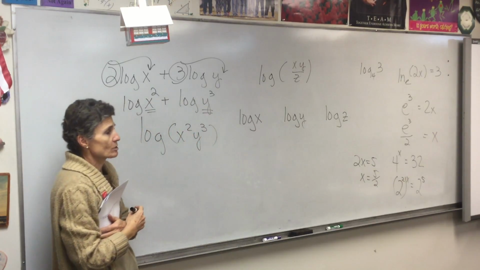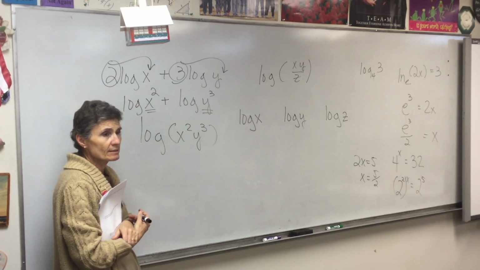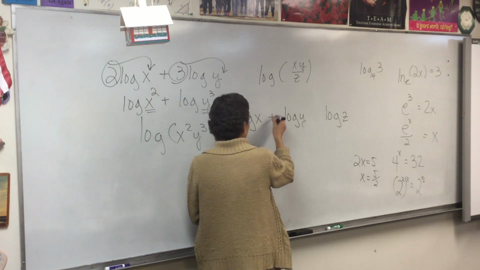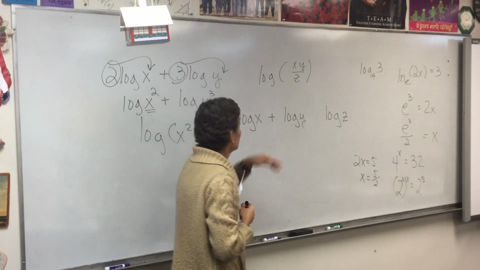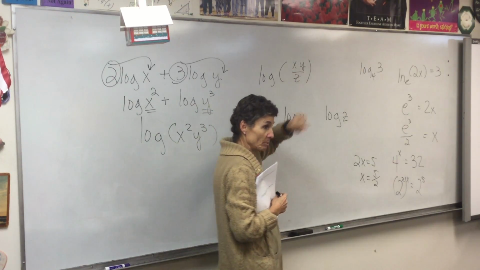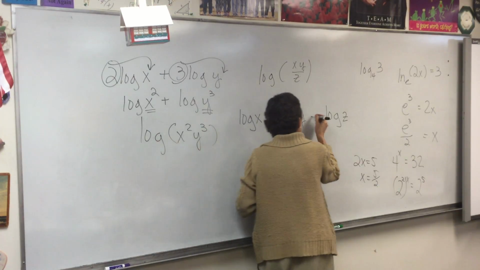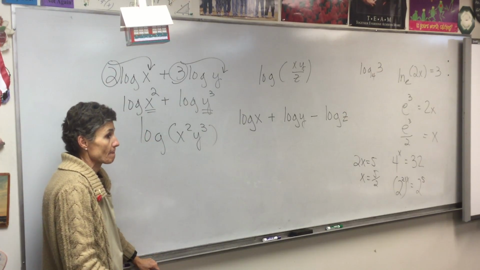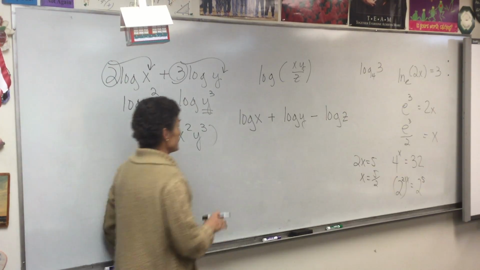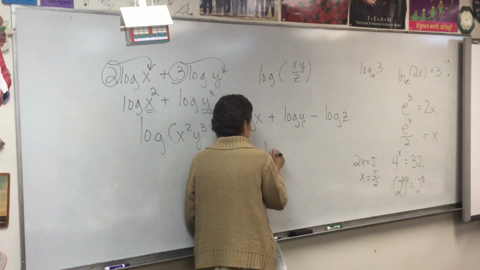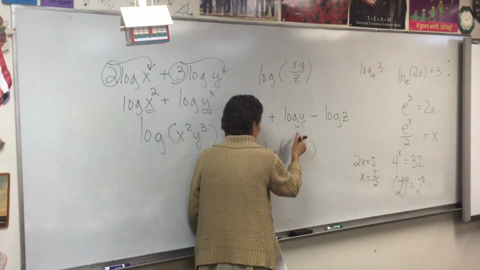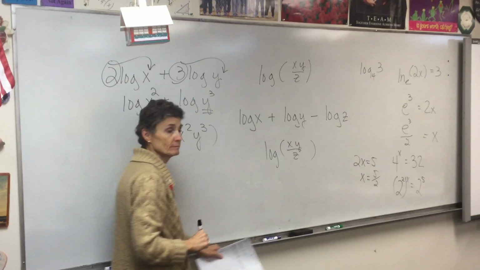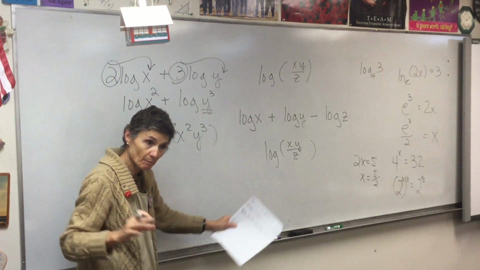Now what are we going to do with those? Are we going to add them, or subtract them, or what? We're going to add the x and the y, and why would we do that? Because they are being multiplied. And then we'll subtract the z because it is being divided. If you were going to put these all together into one big logarithm, wouldn't you multiply the x and the y and divide the z? Yep, you sure would. We're just doing the opposite, taking it apart.